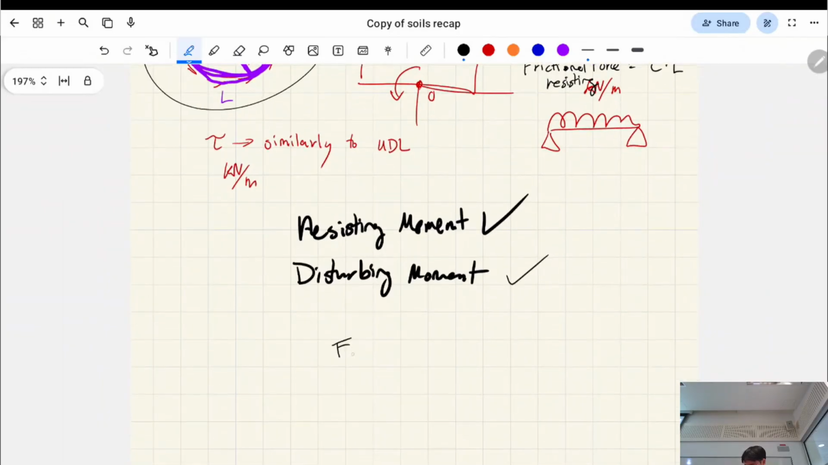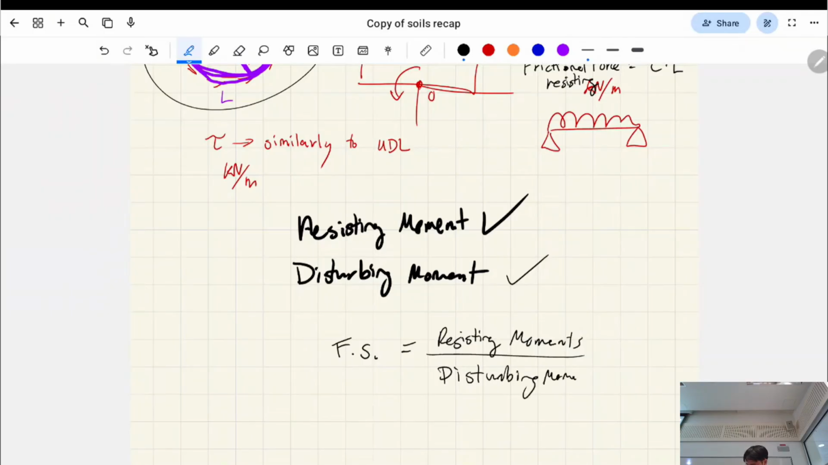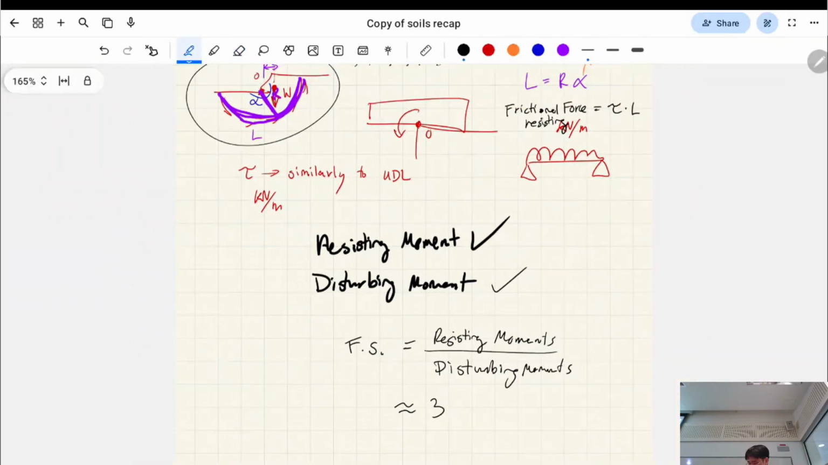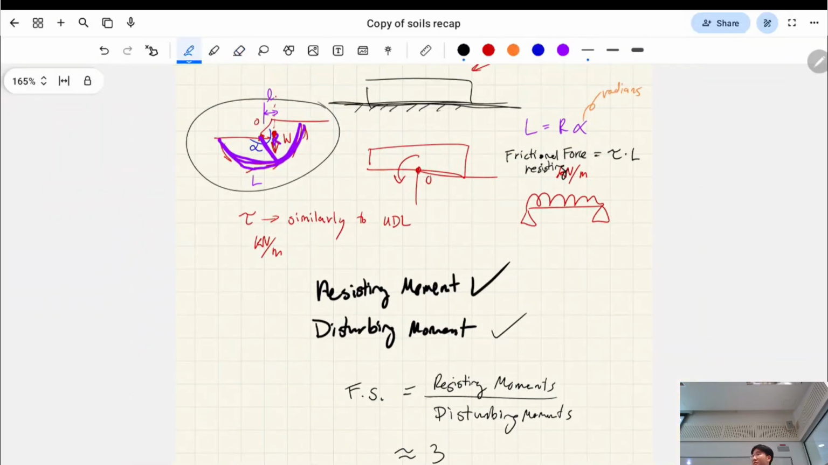Now the factor of safety, which I talked about a bit earlier, is basically how many times greater your resisting moments should be than your disturbing moments, right? Usually it's in the ballpark of 3 or something. So you want 3 times as much resisting moments as disturbing moments, right? So yeah, anyway.